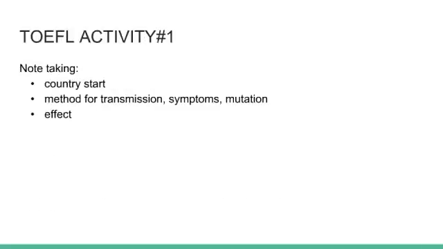The first activity is note-taking, and in this activity, students would play the game, and while they're playing the game, they just make notes about the things that they do. So these could include the country that they started the virus, the different methods, the variables that they manipulated in transmission, symptoms, or mutations, and then also possibly the effect that it had, or maybe the effect that it didn't have, and just a way for them to jot down and record their thoughts and what they're doing in the game, so that they can use this information later for reflection or for discussion.